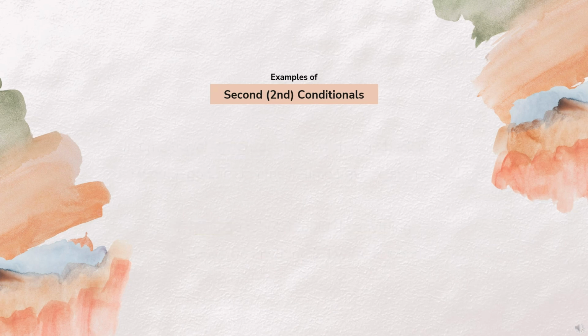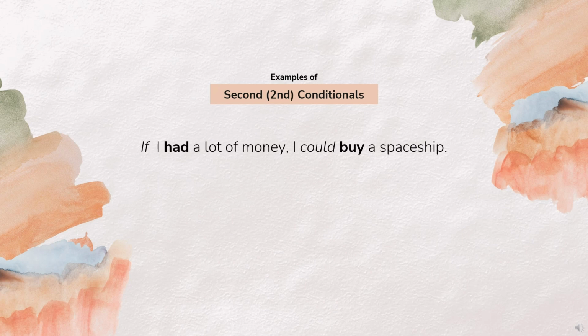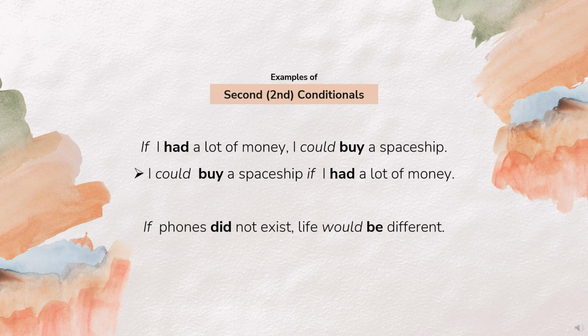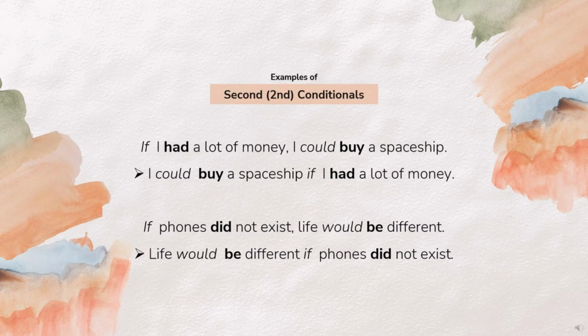Here are some more examples of second conditionals. If I had a lot of money, I could buy a spaceship. I could buy a spaceship if I had a lot of money. If phones did not exist, life would be different. Life would be different if phones did not exist.